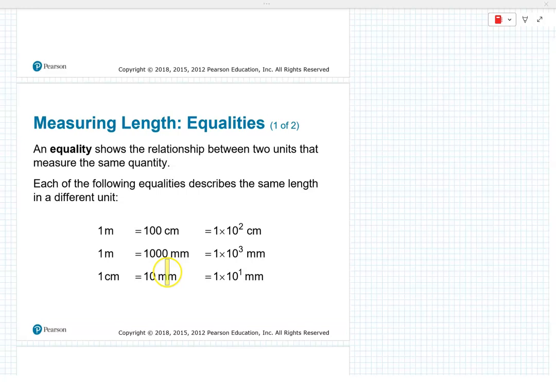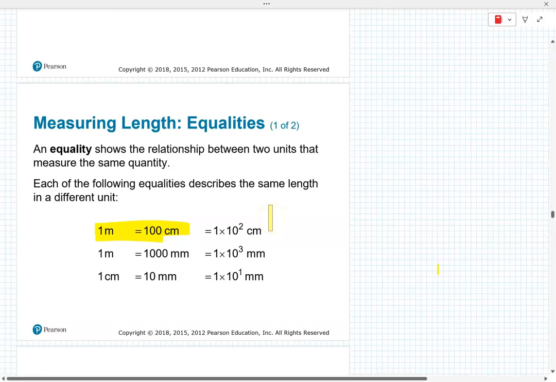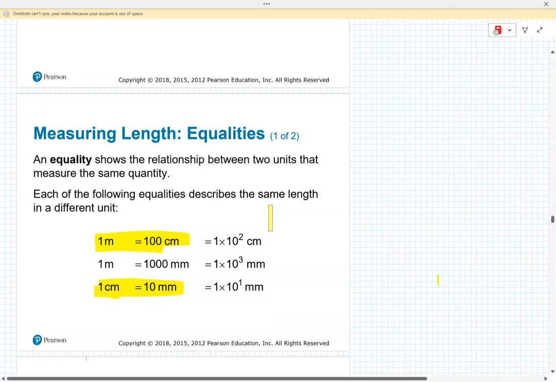Okay, so let's get back to this. Equality, right? Relationship between two units. This is one of the examples. 1 meter equals 100 centimeters. Or 1 centimeter equals 10 millimeters. Okay? Those are just examples of equalities.